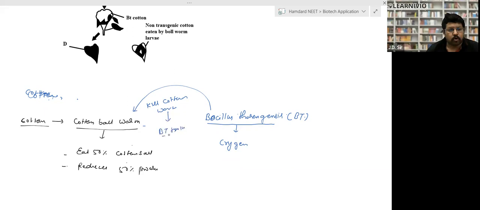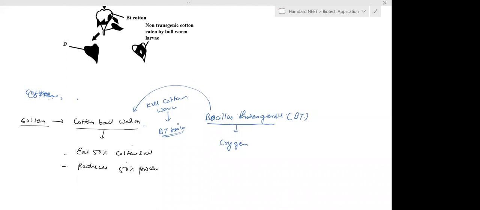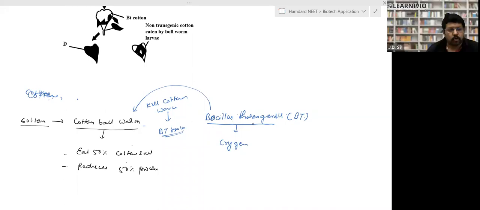Did you get my point? Yes. So who is the enemy of the bollworm? BT toxin. This Bacillus thuringiensis is a bacteria, right? It goes inside the gut of the bollworm and produces a toxin, Bt toxin. And this Bt toxin kills the bollworm.